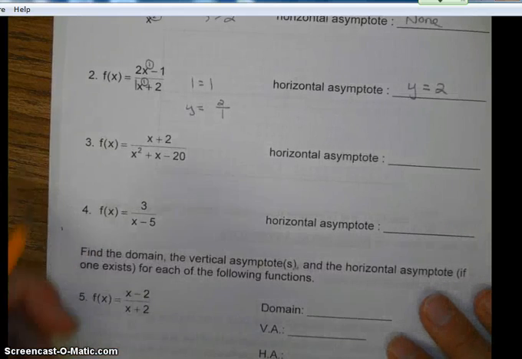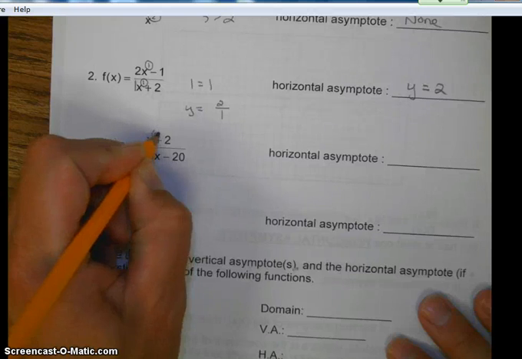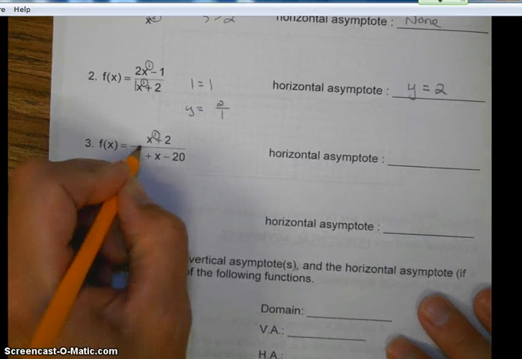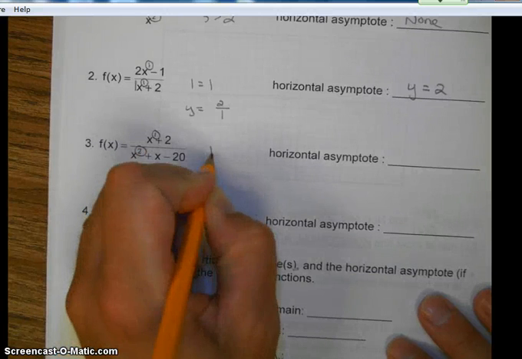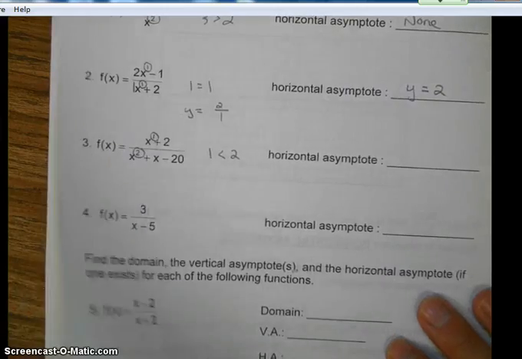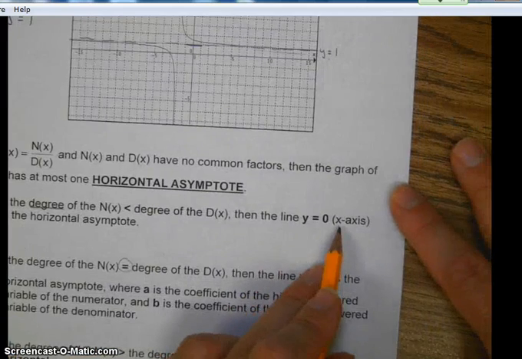All right, number 3, the degree of the numerator is 1. The degree of the denominator is 2. So 1 is less than 2. So less than right here. The line y equals 0 is our horizontal asymptote.